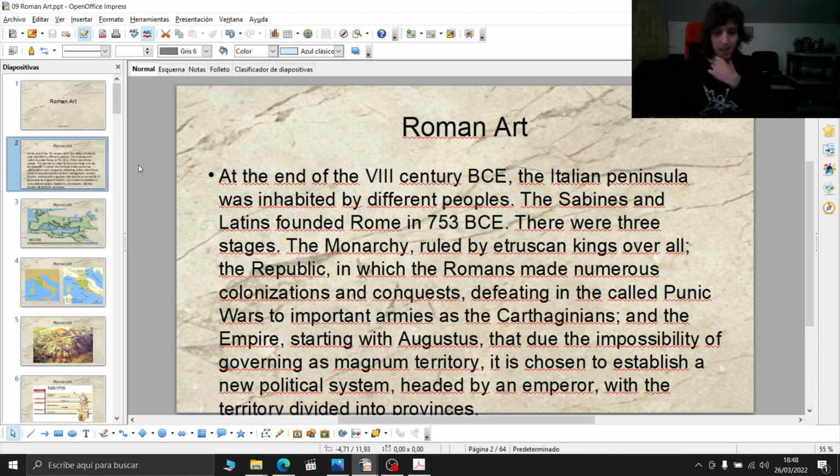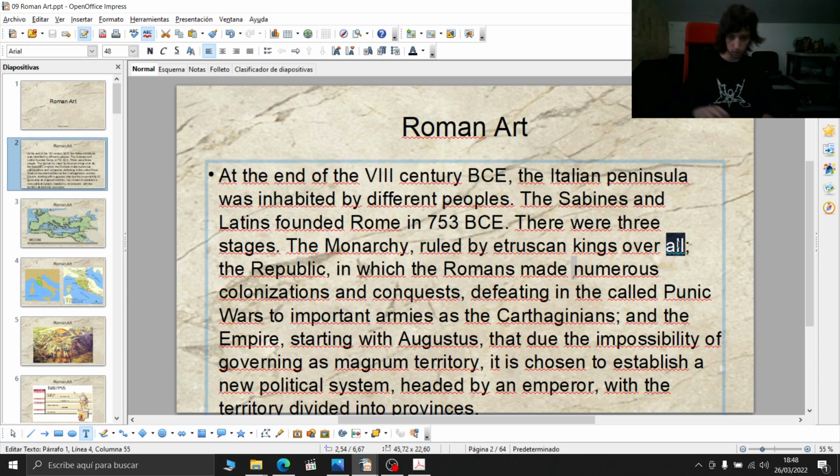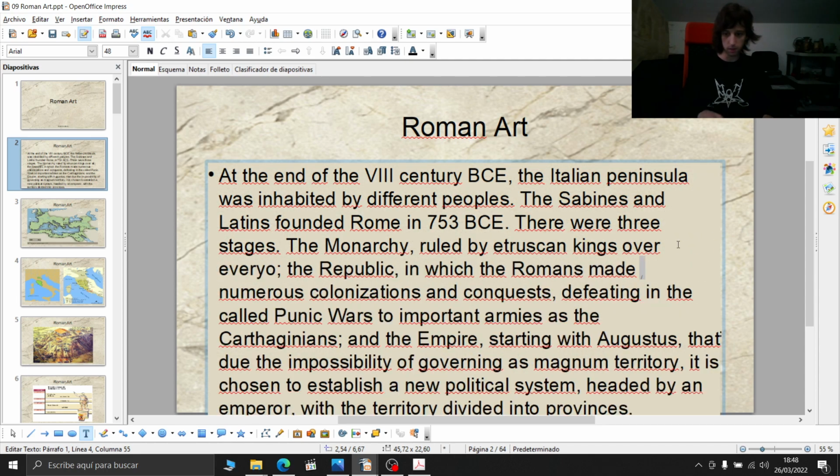Roman art. At the end of the 8th century BCE, the Italian peninsula was inhabited by different peoples. The Sabines and Latins founded Rome in 753 BCE. There were 3 stages. The monarchy, ruled by Etruscan kings over everyone. The Republic, in which the Romans made numerous colonizations.